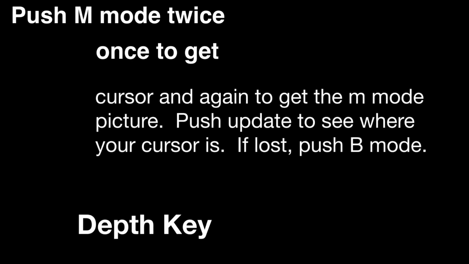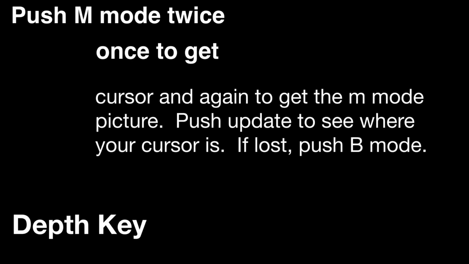Push M mode twice, once to get the cursor and again to get to the M mode picture. Push update to see where your cursor is. If lost, push B mode to get back to a picture. The depth key allows you to get closer or farther from a desired object.